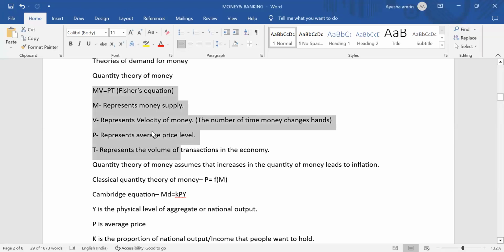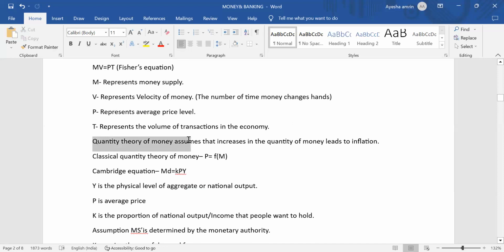So this theory says that M represents whatever money supply has been taken into consideration, and V is the velocity of money. Velocity is nothing but how many times the money has changed hands from time to time. Remember, velocity of money means the number of times the money changes hands in the economy. And P always represents the average price level. And T represents the volume of transactions in the economy.